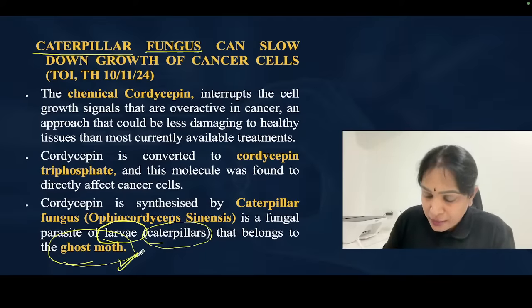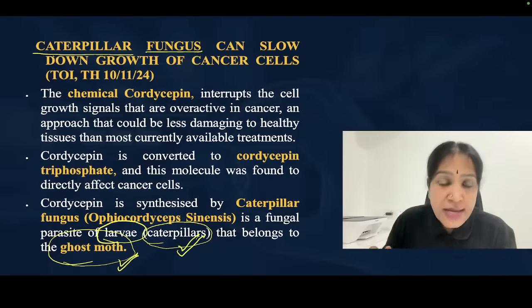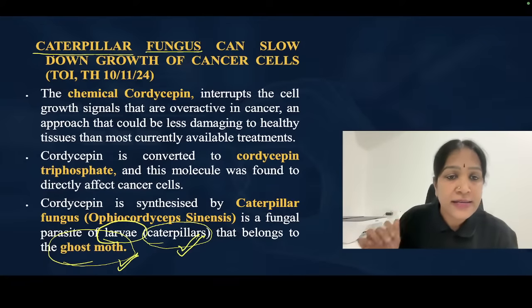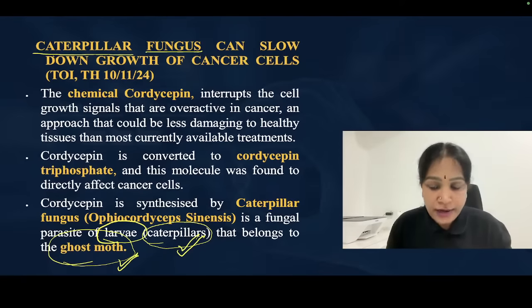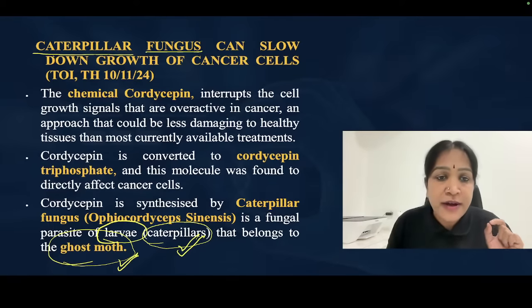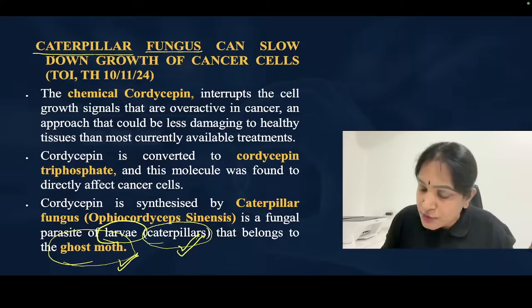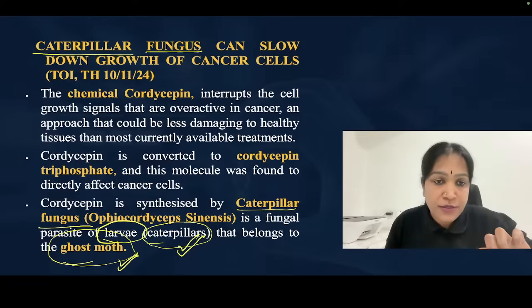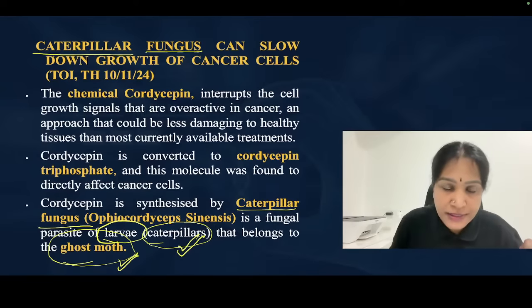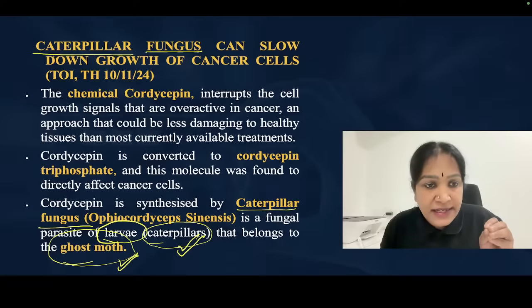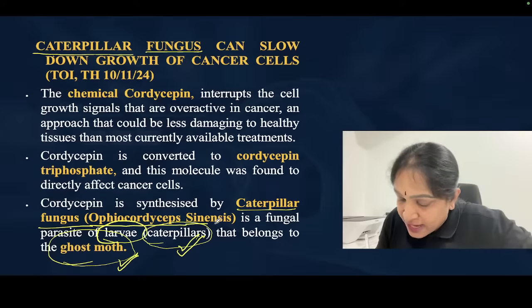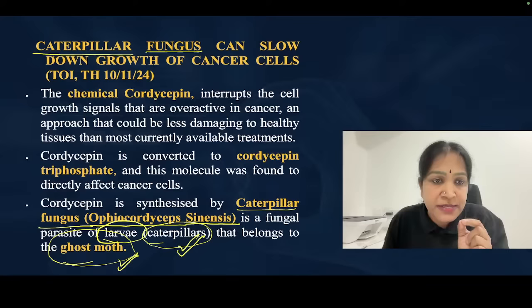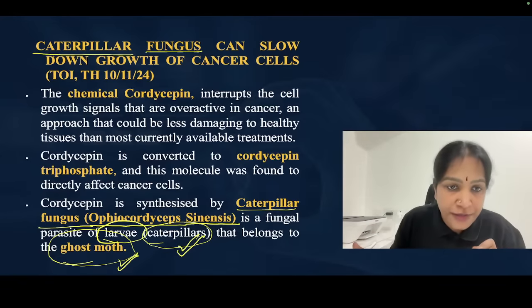This ghost moth, when it is in the caterpillar stage, it is sometimes infected by a fungus. Just like we get fungal infection sometimes, like black fungus infection and all, this caterpillar also will get some fungal infection. That fungus is called as caterpillar fungus. It is called caterpillar fungus because it is infecting the caterpillars of the ghost moth. The scientific name of this caterpillar fungus is Ophiocordyceps sinensis.